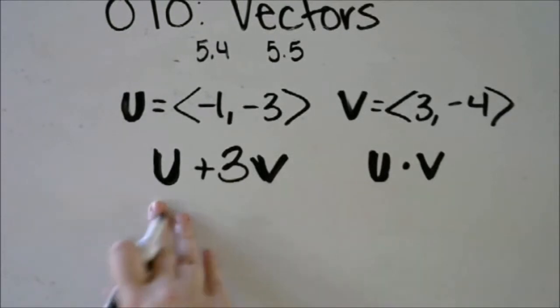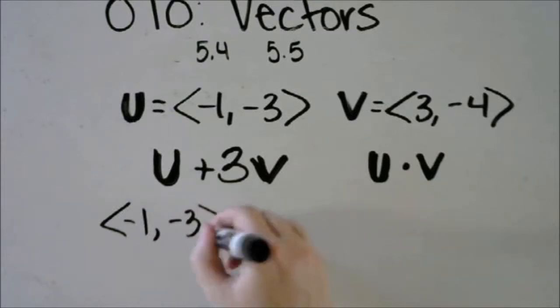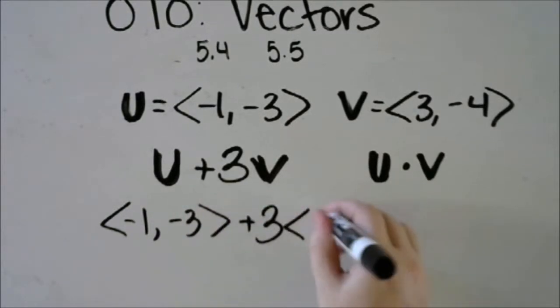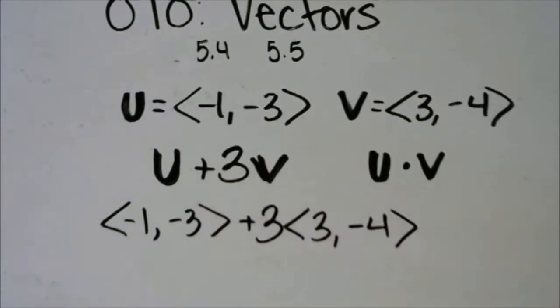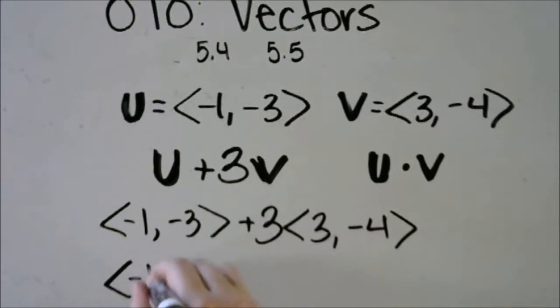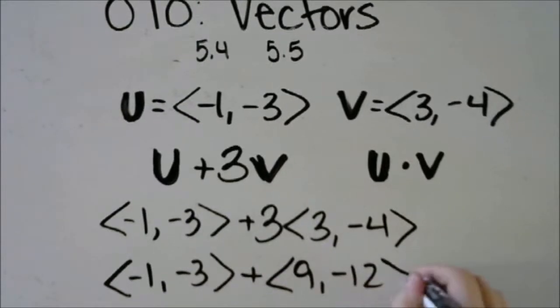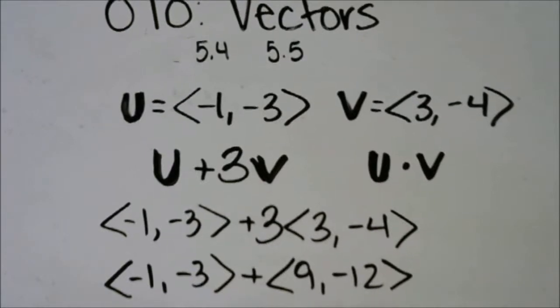So let's do u plus 3v. <-1, -3> plus 3 times <3, -4>. So again, scalar multiplication is distributive. <-1, -3> plus <9, -12>. And then we add them together, <8, -15>.